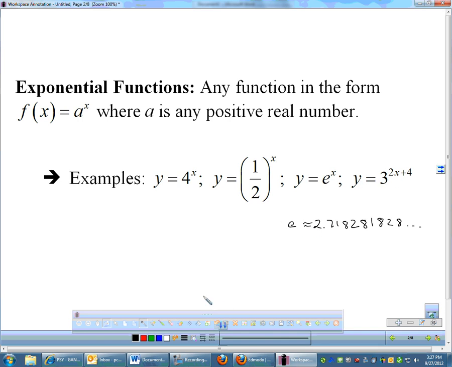You could also have kind of an ugly exponent, like right here you notice I have 3 to the power of 2x plus 4. But just know that an exponential function is a number to the x power. It is not to be confused with something like x to a number power. That's called a power function. That is not an exponential function. When we talk about exponential functions, the base must be a number like 4 or 1/2 or e or 3. It has to be a base to a variable power.